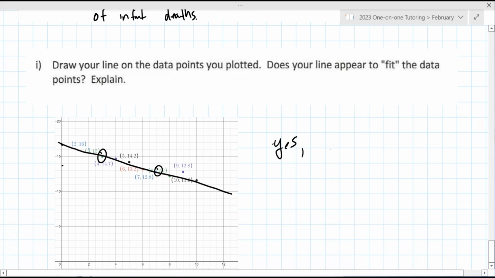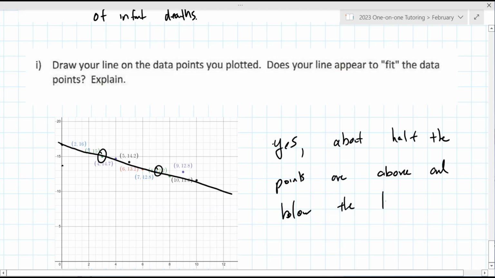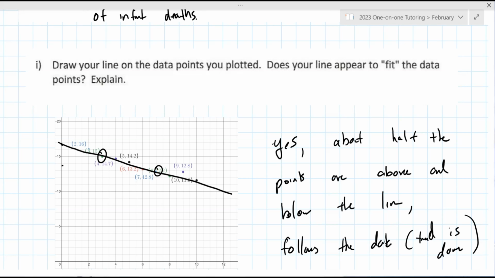You want to say that... how do I want to say this? Explain. So kind of a good estimate is saying about half the points are above and below the line. You could also say that it follows the data, like the trend is down. Any of those words should be satisfactory for this.